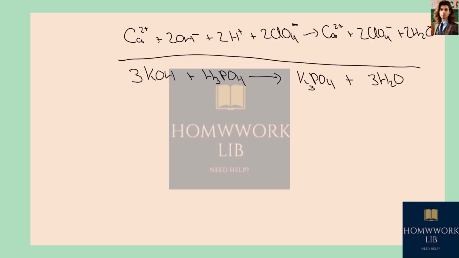You can check that the equation is balanced. We have 6 hydrogens on each side, 3 potassiums, 1 phosphate on both sides, and everything looks good.